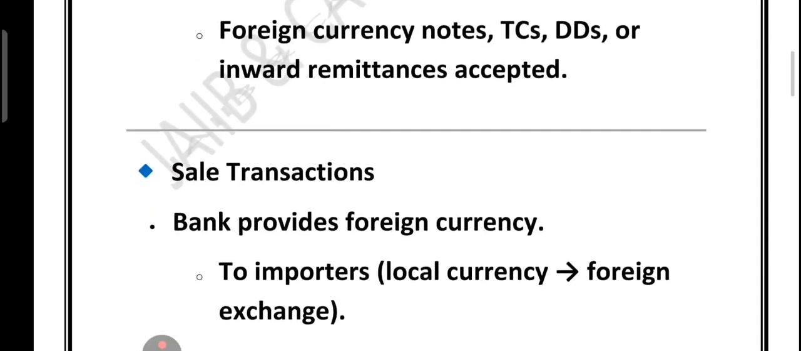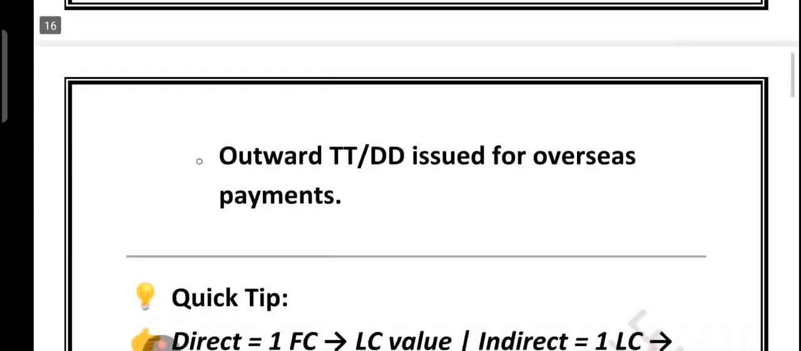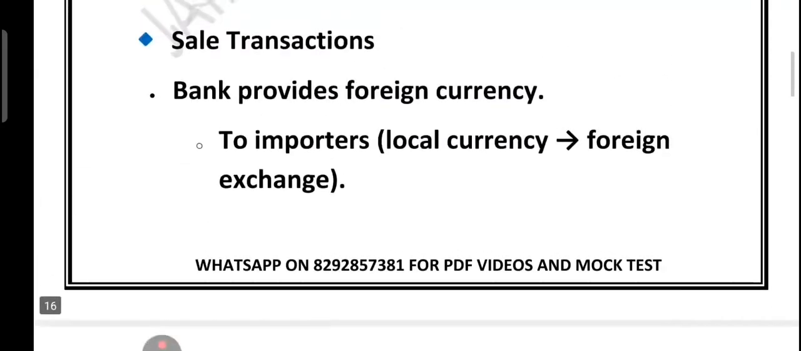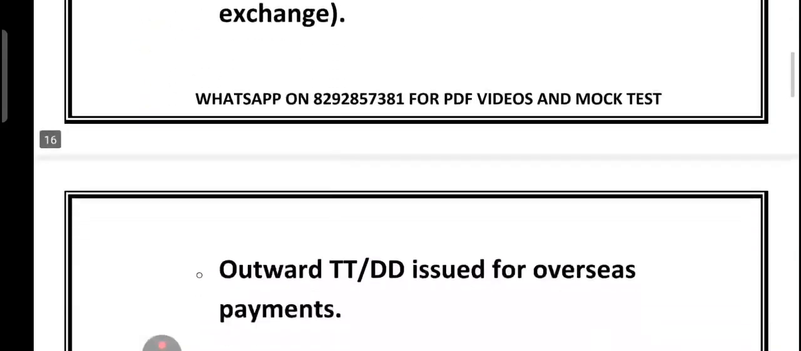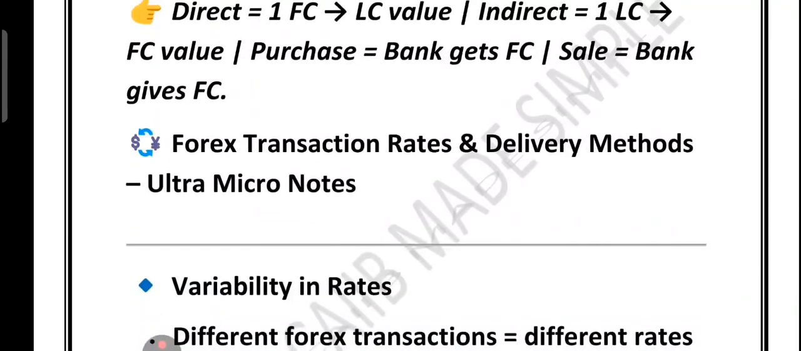Then we have the sale transaction. Sale transaction means the bank provides the foreign currency, obviously to the importer. So these are the two kinds of sale and purchase transactions that we have. One more point: direct means one FC in LC value. Indirect means one LC, one local currency, in FC or foreign currency value. Purchase means the bank gets foreign currency. Sale means the bank gives foreign currency to the importer.